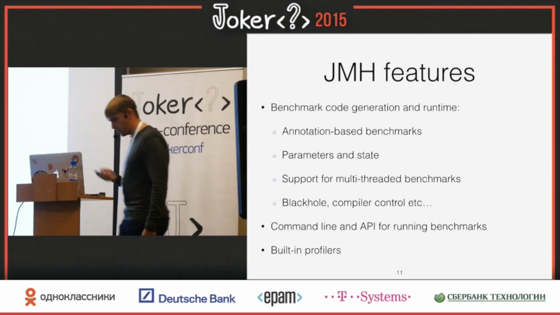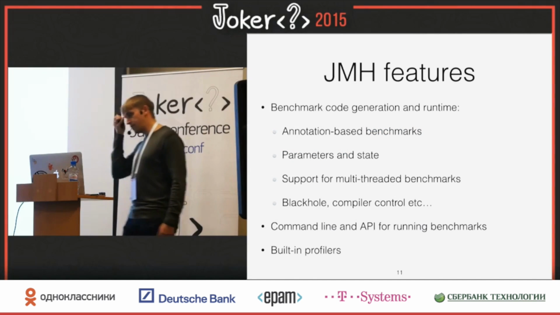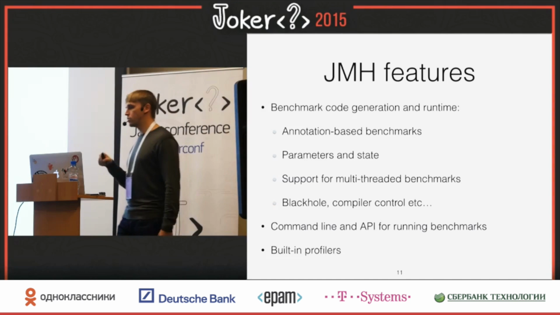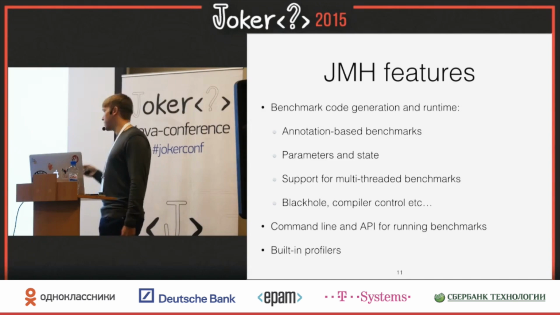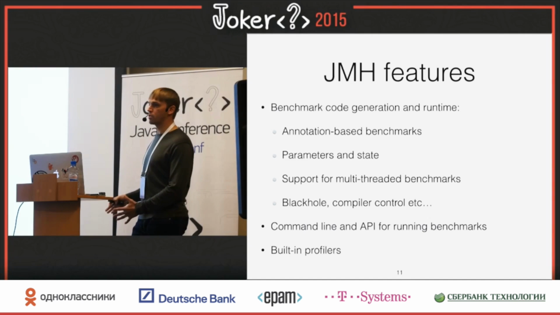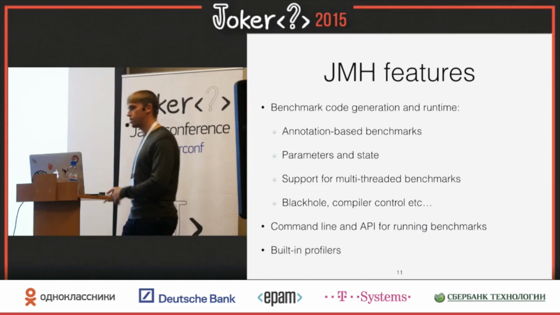So JMH has lots of features. In essence, it's an annotation-based framework or library. You use annotations to write your code, and then during the build time, the annotation processor will generate a lot of code to do the actual measurement. So you write what you want to measure, and the tool does the rest.